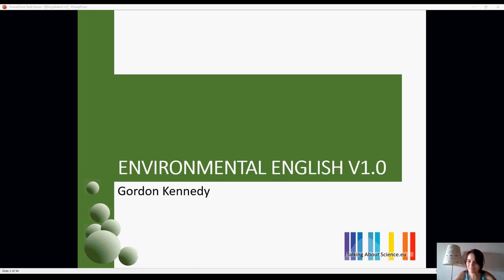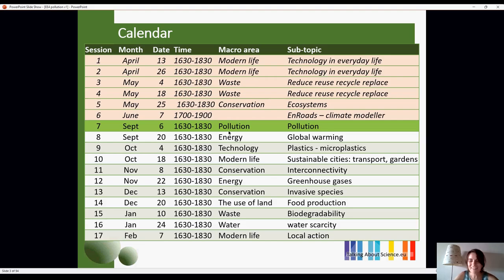Okay, so I think you can see my screen. It seems to be being shared. So it's gone black. This isn't a good sign. Okay, here we are.